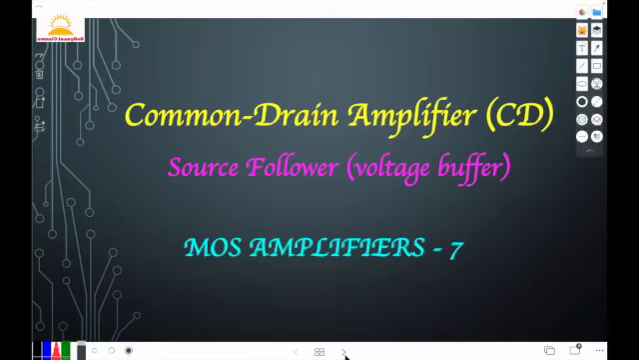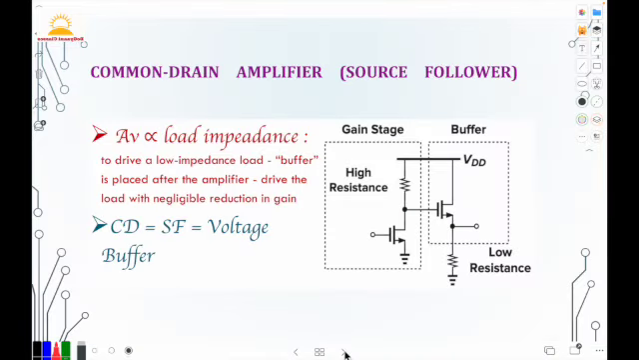Welcome once again. In the previous video, we studied the common source amplifier. We should note that to achieve a high voltage gain with limited supply voltage, the load impedance must be as large as possible. Why? Because Av is equal to minus gm RD. So, this is our output impedance.